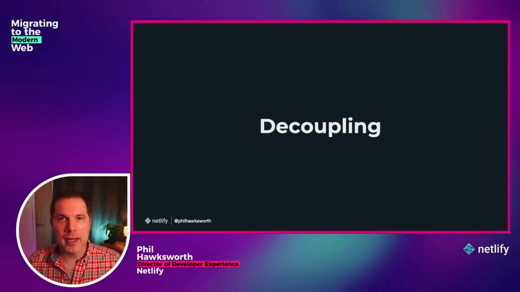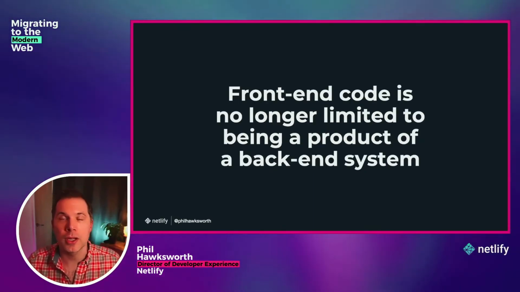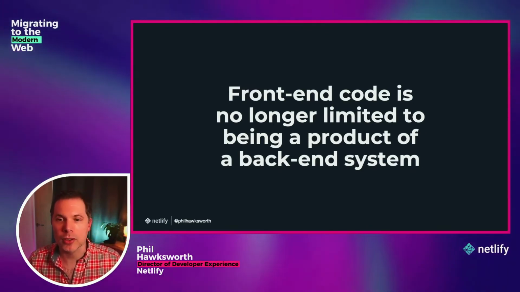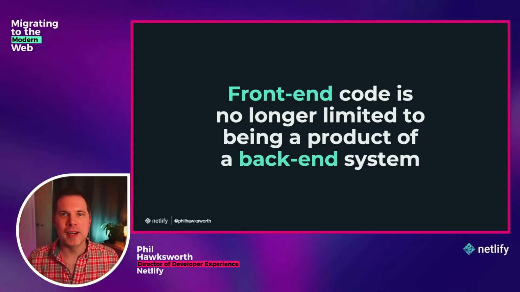So this leads us to something which I think is a huge attribute of the Jamstack, and that is that front-end code is no longer limited to being a product of a back-end system. There's a lot to digest in that sentence, but really think of the fact that for so many years, the front end has been the output of a more complex back-end system that does many, many things. By rolling things into a bit of a monolith, which has been popular in the past, you've needed to be an expert in that back-end system in order to be able to generate the front end, which is an entirely different discipline.